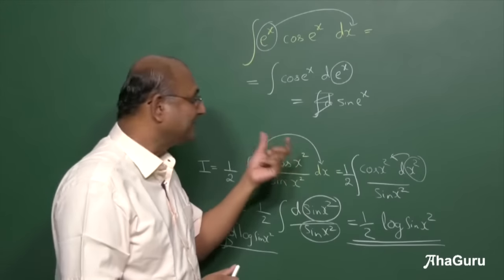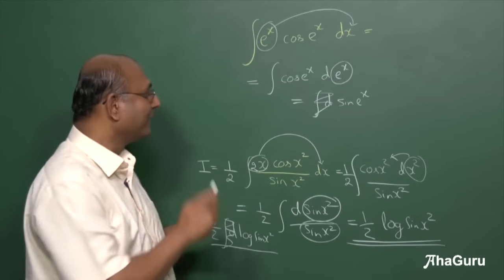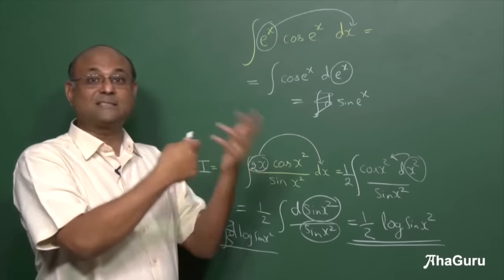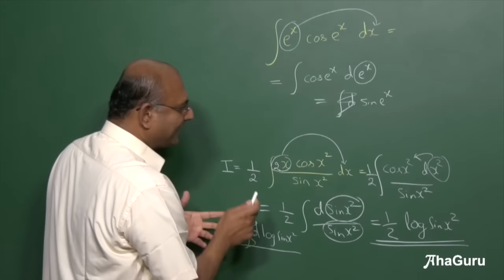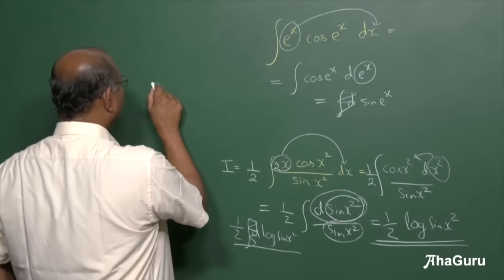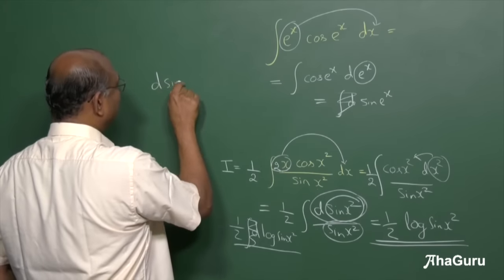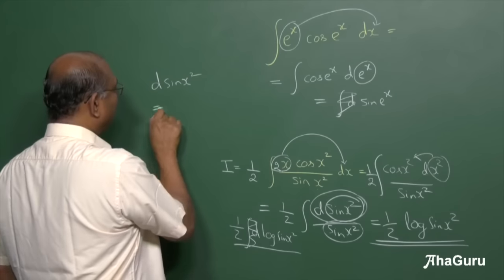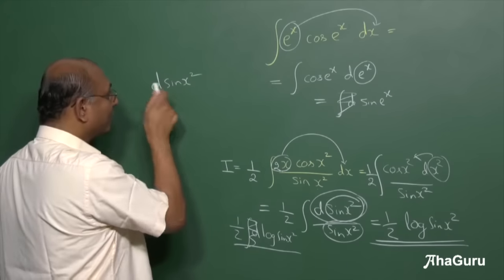By the way, this is exactly the reverse of chain rule. That's why we call this reverse chain rule. Like for example, something like this. Let's say we want this part, d of sine x square. So I'll write d of sine x square. Now if I wanted to differentiate using chain rule, what would have happened?